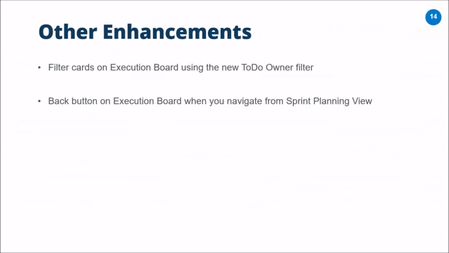And other enhancements that we have done as part of that release, you will now be able to filter the cards on the execution board using to-do owner. So up until now, you just had the ability to filter based on card owners, but often there were times when you had to-do owners for other activities that the card owner might not be performing. So this helps you get all the cards that the resource is going to be working on through his to-dos on the cards. And also we have introduced the back button on the execution board when you navigate from the sprint planning view.